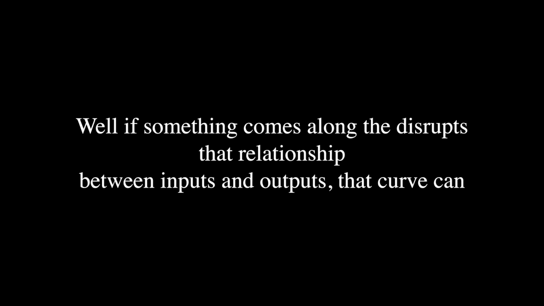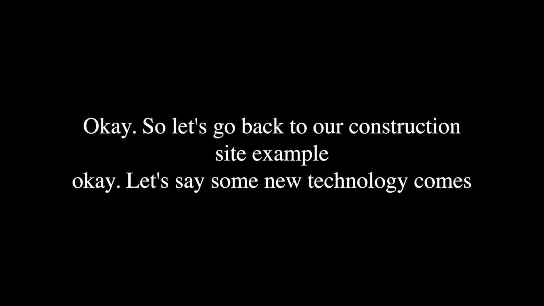and how that's determined by the principle of diminishing marginal productivity? Right. Well, if something comes along that disrupts that relationship between inputs and outputs, that curve can actually change. Okay, now you've lost me. Give me an example. Okay, so let's go back to our construction site example.